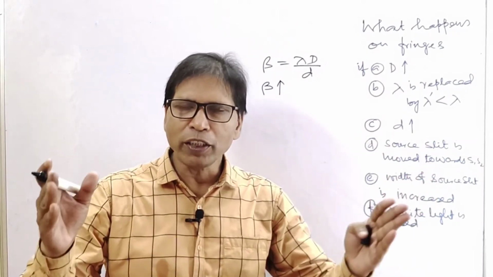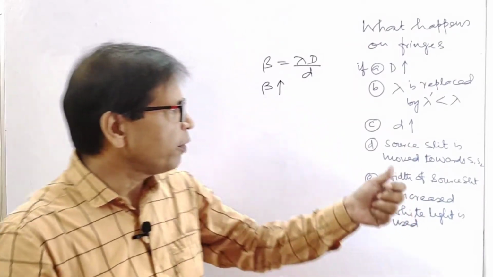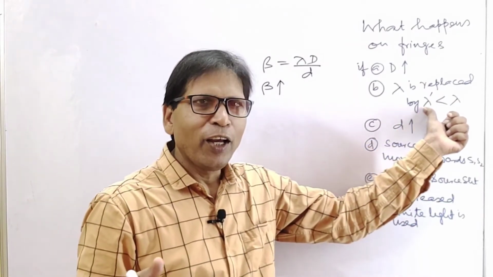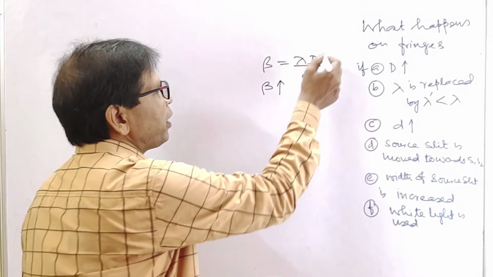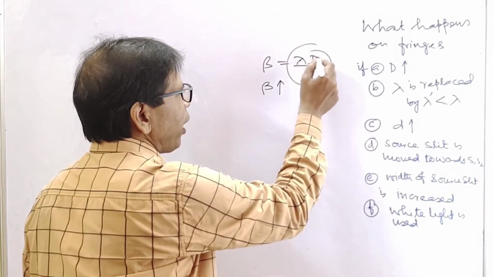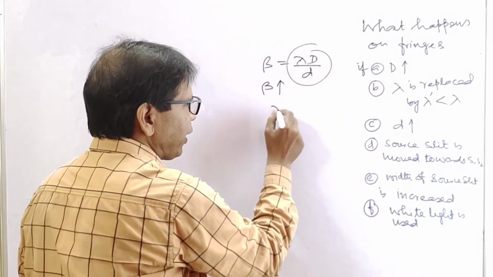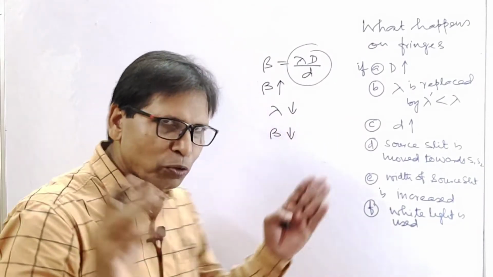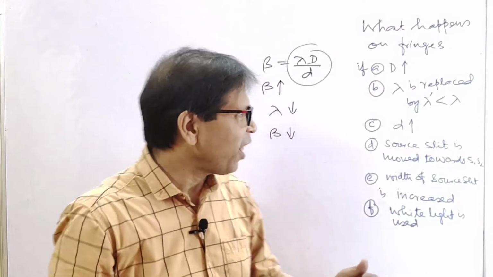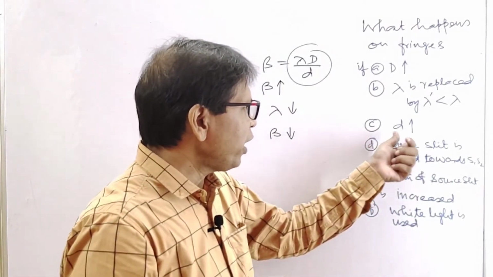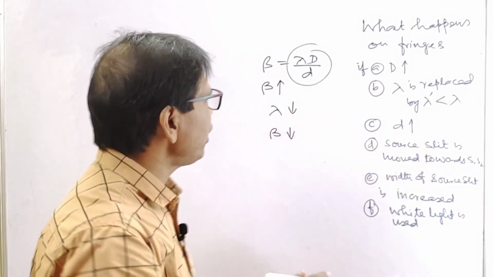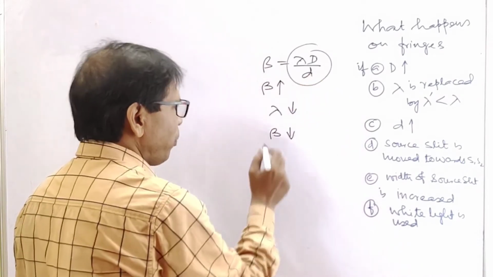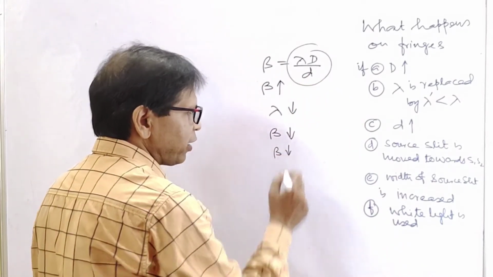Okay, if a source is replaced by another source having less lambda, look at this: fringe width beta is equal to lambda capital D by small d. As lambda decreases, the fringe width becomes smaller. Now see, if D increases, the fringe width also decreases.